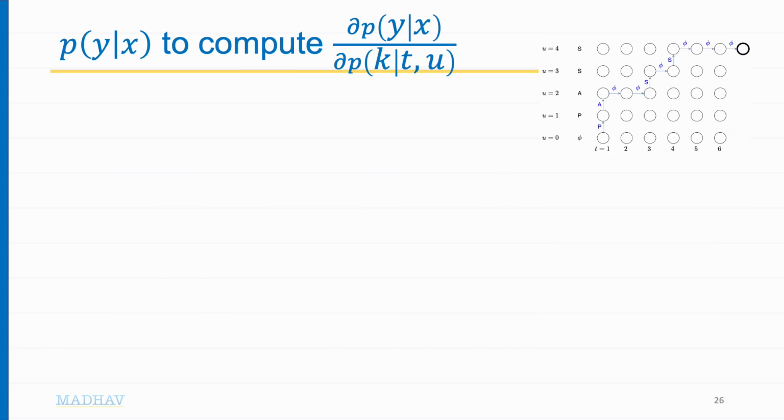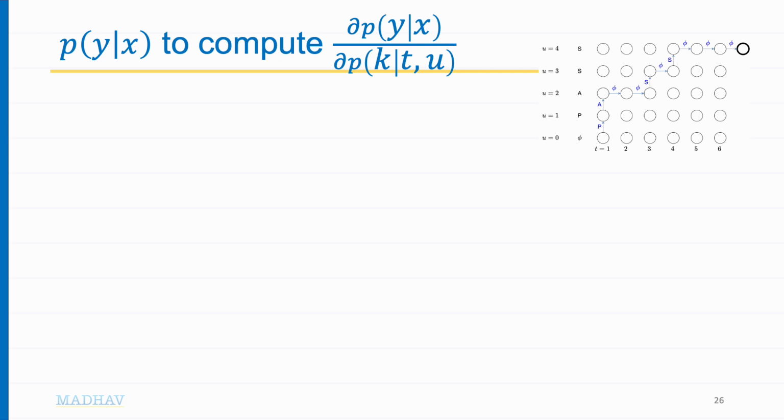Now let's come to the other term, which is common in both f and g, which is the derivative of p(y|x) with respect to the output of your neural network h. So p(k|t,u), the output of the h module. The h model gives as output p(k|t,u), right? Now you want to compute the derivative of p(y|x), the total probability of that sequence, with respect to the output of your final h network.